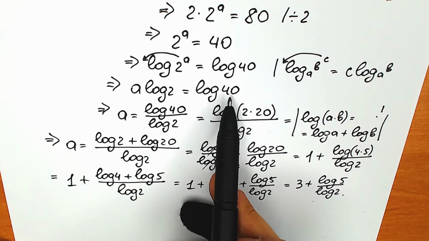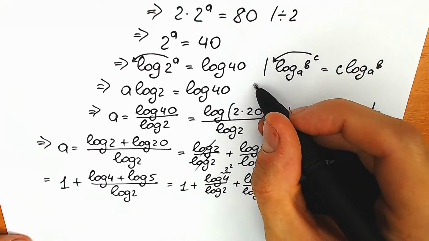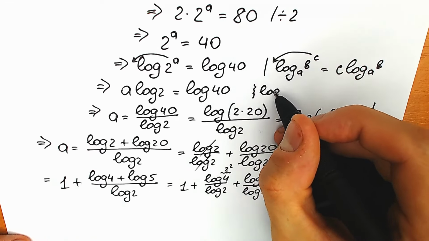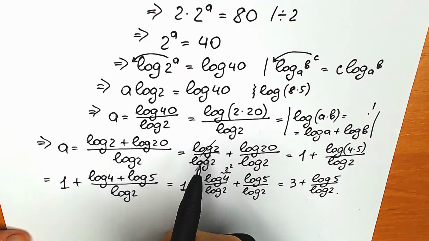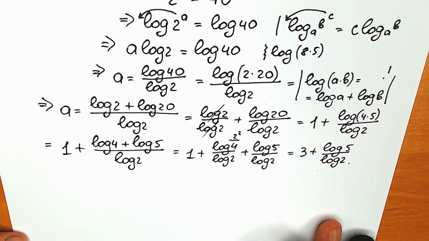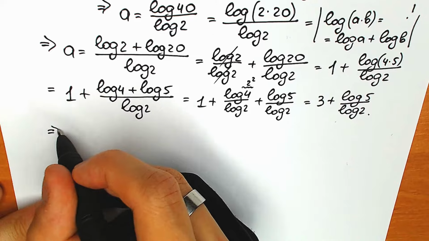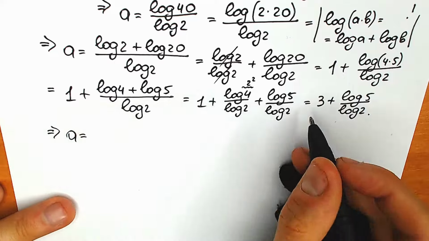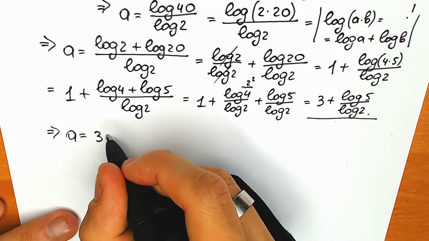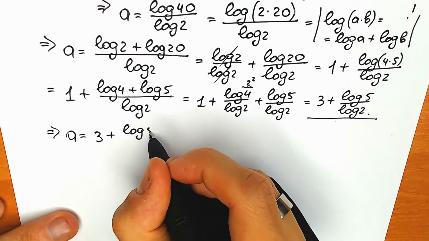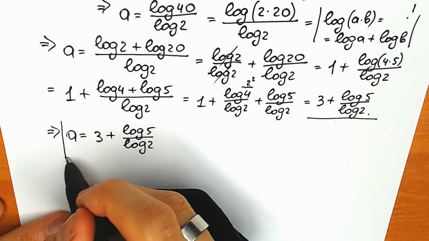When you write this log 40, I'm going to write it right here. I hope you understand it. So this log 40, it's really great to write as log of 8 times 5. This is a faster method, but of course I hope you understand my approach, okay? And of course we have our answer. So from here, our answer is equal to 3 plus log 5 over log 2. This is our final answer to our question.